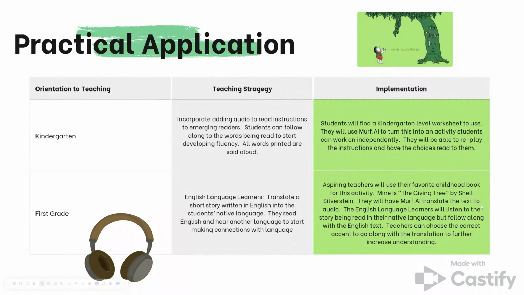So the practical application for using something like Murf.ai is that you are able to give audio instructions in orientation to, for example, the kindergartners, incorporating audio to read instructions to emerging readers. They can follow along and start developing fluency. All words printed are said aloud.